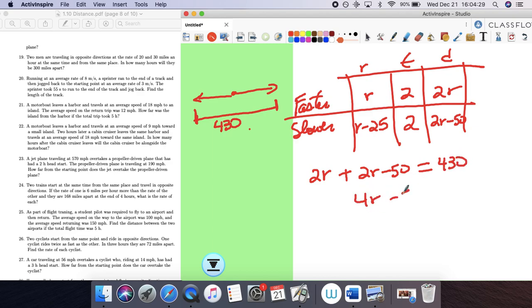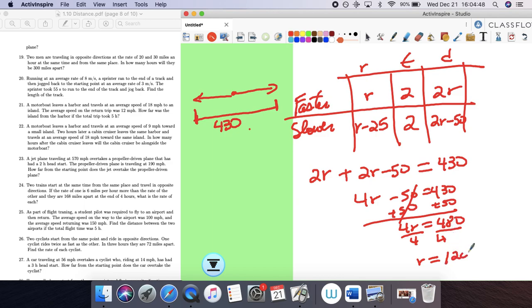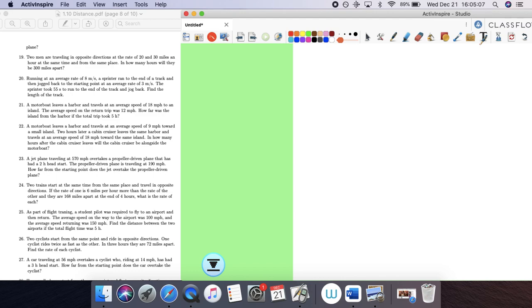So we get 4r minus 50 equals 430. We do plus 50 on both sides, and 4r equals 480. Divide by 4, divide by 4. R equals 120. So the faster airplane was flying at 120 miles an hour, and the slower airplane was going at 95 miles an hour, because 120 minus 25 is 95. And there's your two answers. Okay, so far so good.